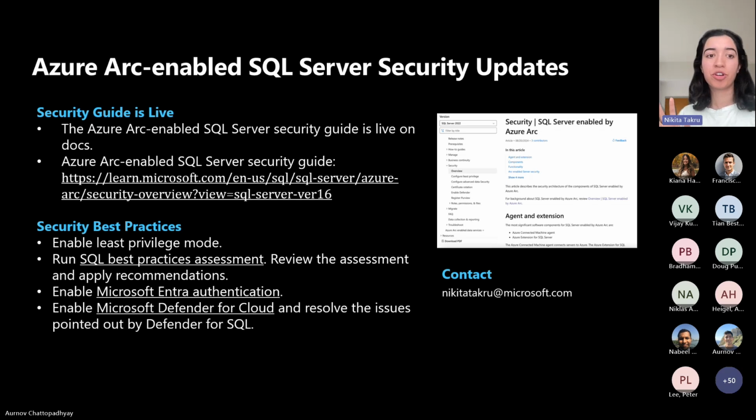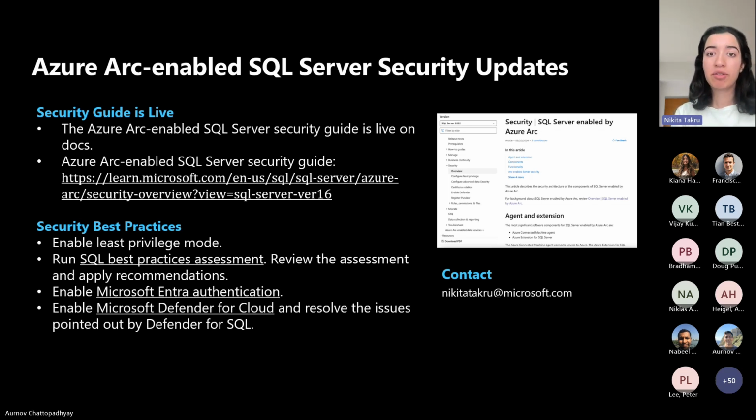Next, I'm going to go over some of the key security best practices for Azure Arc-enabled SQL Server. This and much more is also listed in our security guide. A couple of areas that I wanted to cover. The first best security practice is to enable least privileges mode. Today, what this means is you can configure the extension service to run with minimal required permissions.